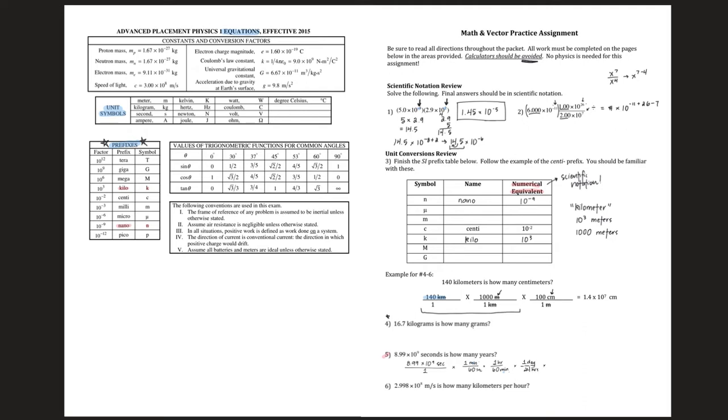Okay, 1 day is 24 hours, and the last unit, 1 year, that's what we're trying to get to, is 365 days. So as you are trying to find out how many seconds this is in years, you're taking these fractions and you're multiplying them by each other. So 8.99 times 10 to the 9th times 1 divided by 60 times 1 divided by 60 times 1 divided by 24 times 1 divided by 365.